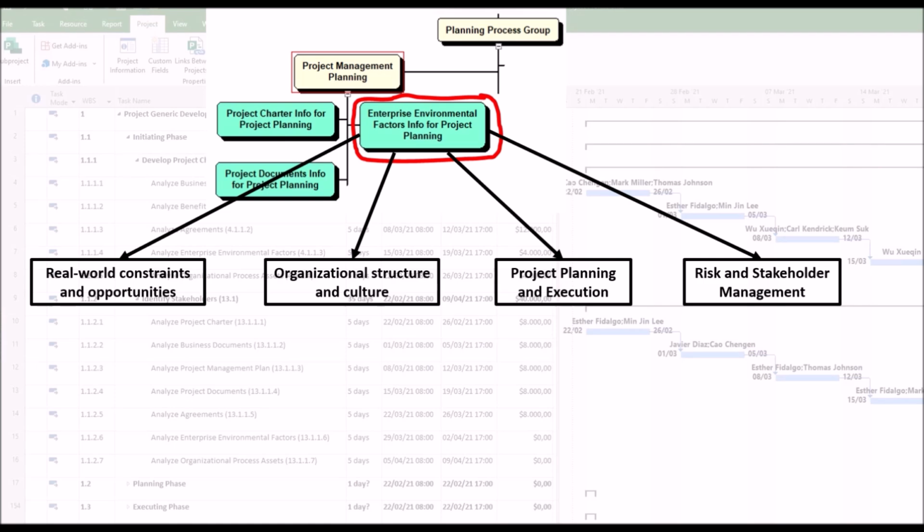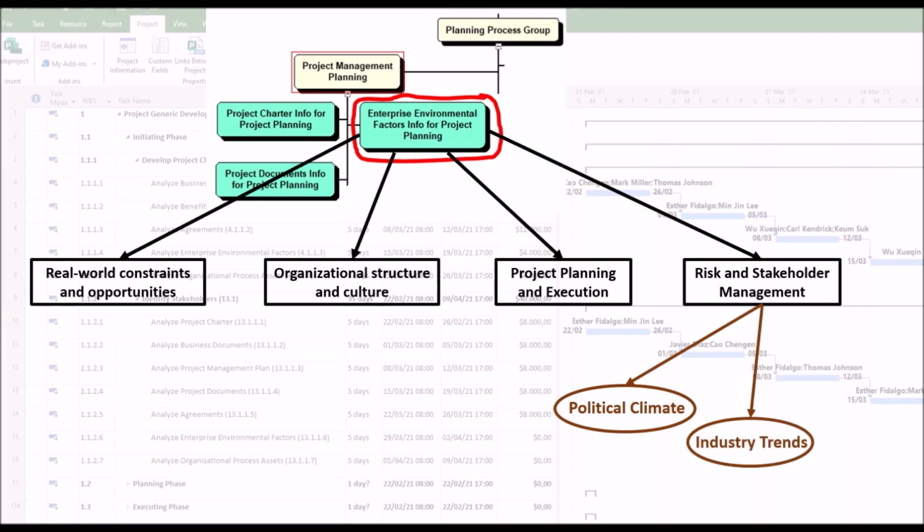4. Helps in risk and stakeholder management. Political climate, such as changes in government affecting funding. Industry trends, such as shift to remote work or AI adoption. Cultural norms, such as regional work ethics, holidays, and communication styles. As an impact, the plan must account for these factors to mitigate risks and engage stakeholders effectively.